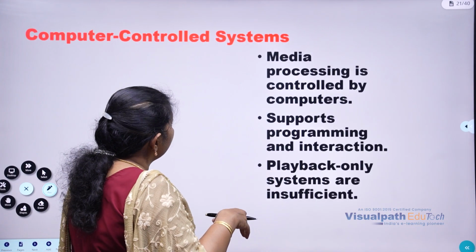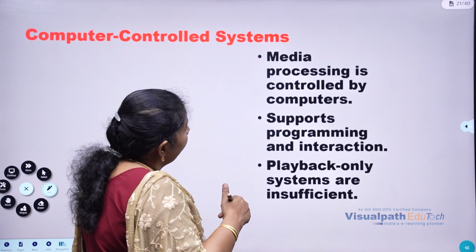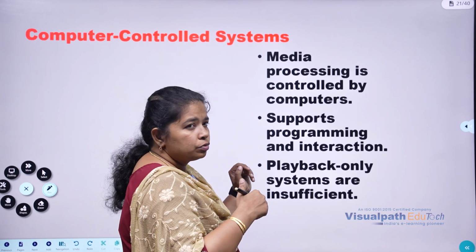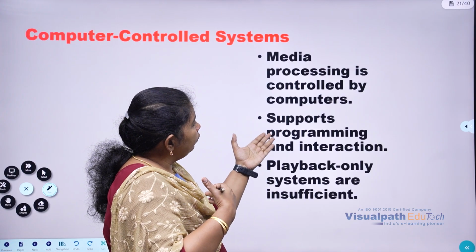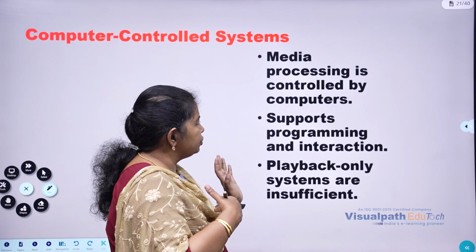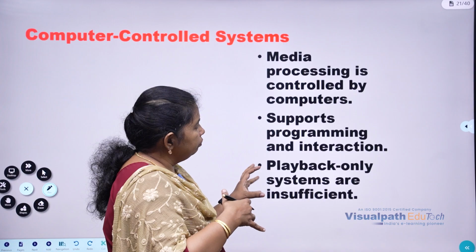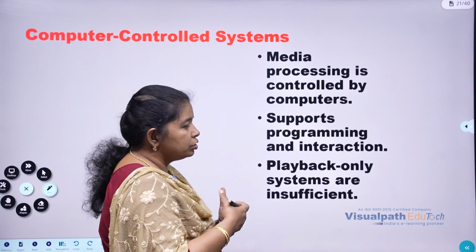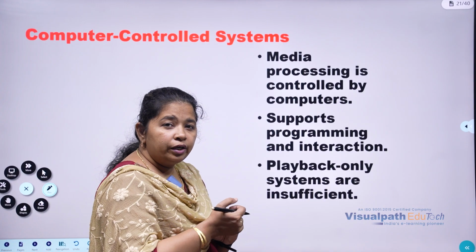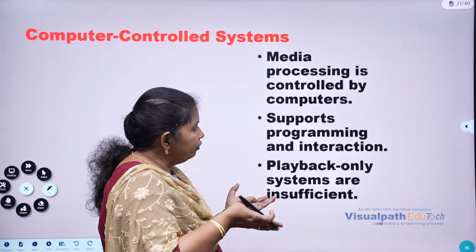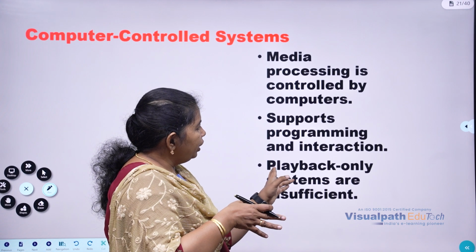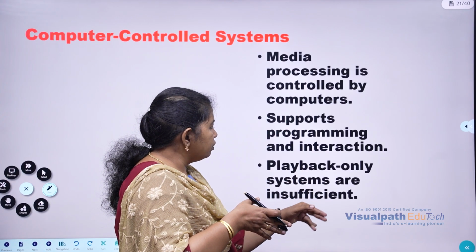Then, what does a computer controlled system mean? Media processing is controlled by computers only. All the media will be controlled by the computers, and it supports programming and interaction. So programming will always be there, and interactions will also be there. People write coding languages, right? The code will be combined with the other interaction. Playback-only systems are insufficient.